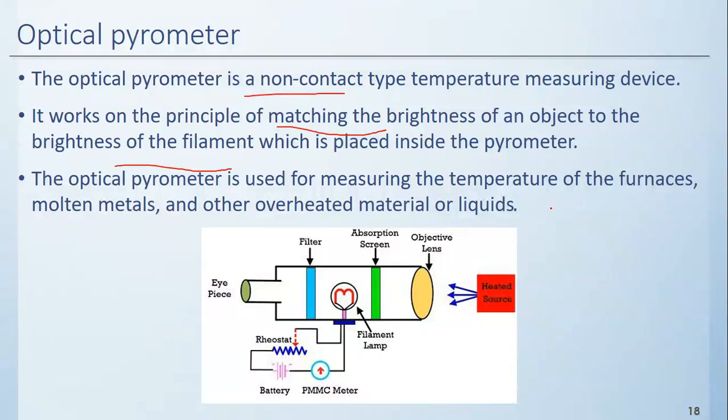So this is used where we can't have contact type measurements, like when the temperature is very high in a furnace or in molten metals, where it is technically difficult to have a contact type temperature measurement. So there you can use optical pyrometers.